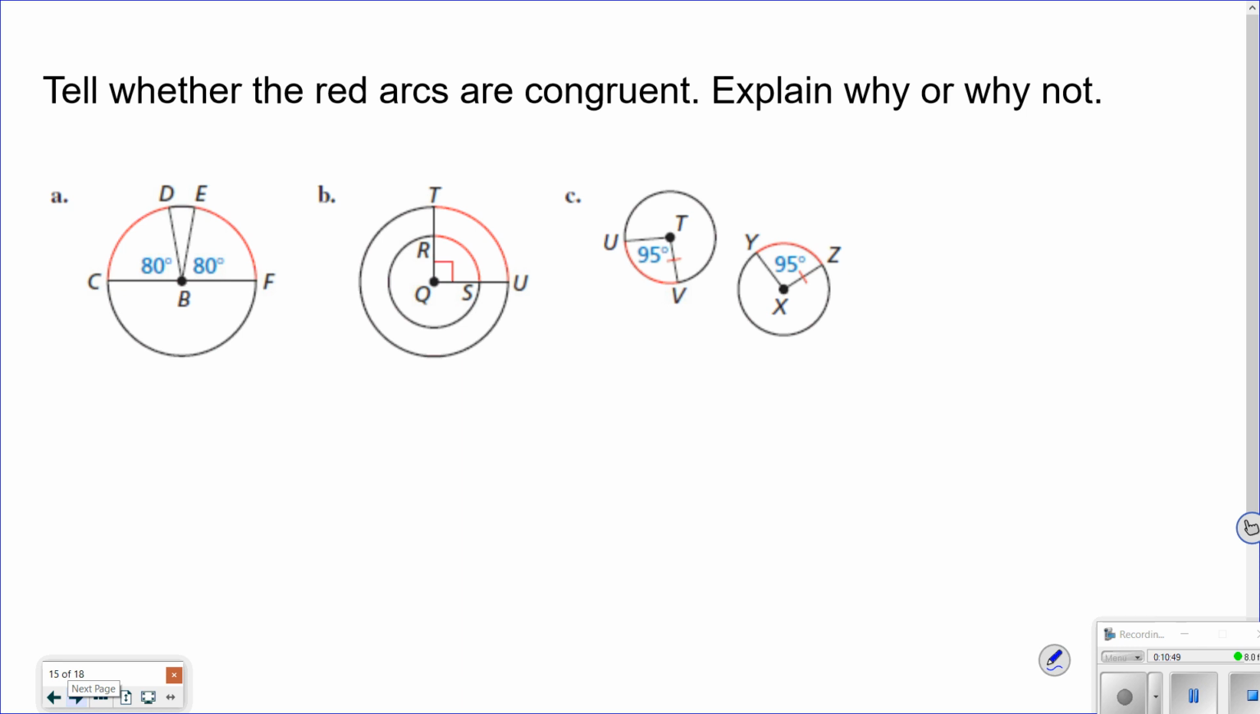So here's three examples. It says, tell whether the red arcs are congruent. It's kind of hard to see the red on here, but in this first one, here's an arc, and there's an arc. We want to find out, are those two congruent to each other? There's two basic things you check off.